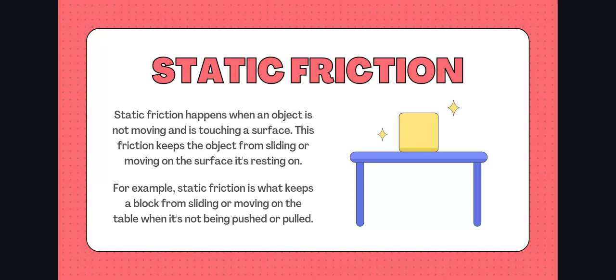Well, what is static friction? Static friction happens when an object is not moving and is touching a surface. So this keeps the object from sliding or moving. So static friction keeps a block from sliding or moving on a table when it's not being pushed or pulled. For example, in the image, static friction is building because the box is not being pushed or pulled on the table. And remember, static friction is one of the frictions that can build.